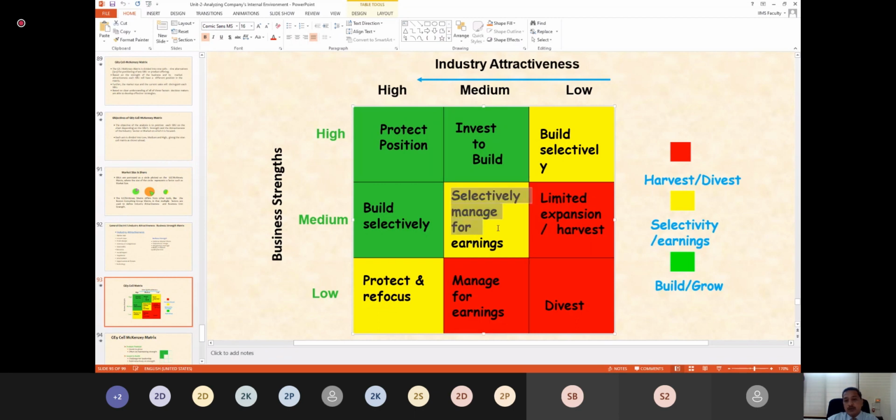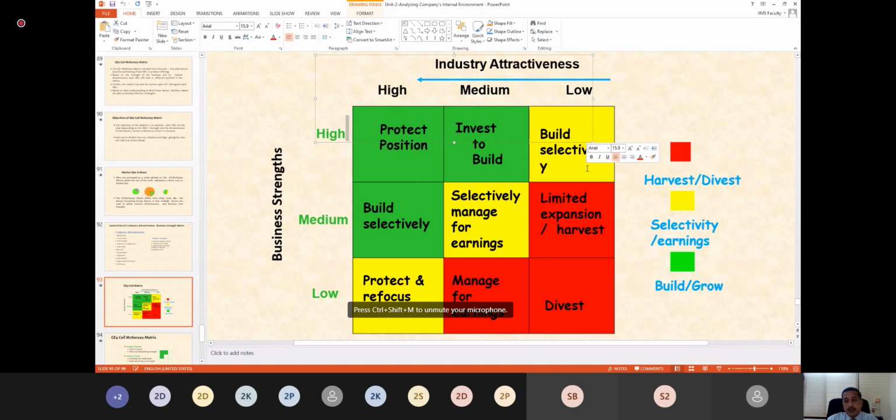Second, in this yellow zone, we can discuss the position wherein the business strengths are at medium level. Also, the industry attractiveness is medium, both are medium. So, selectively, we can manage for earnings. So, here also, we can wait and watch. We can think of maintaining the particular investment in those business units and selectively managing these units for earnings.